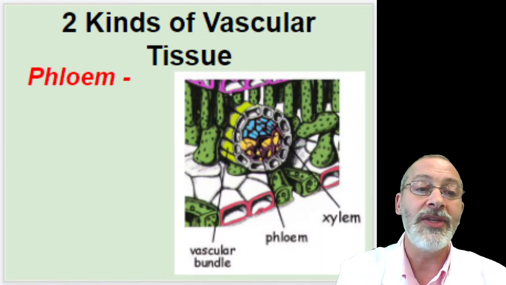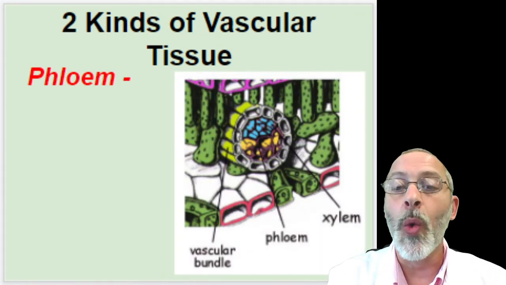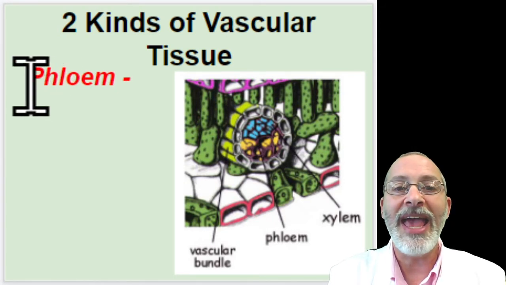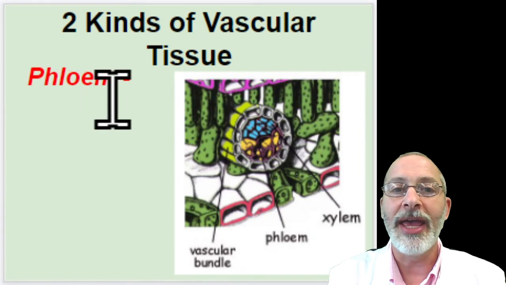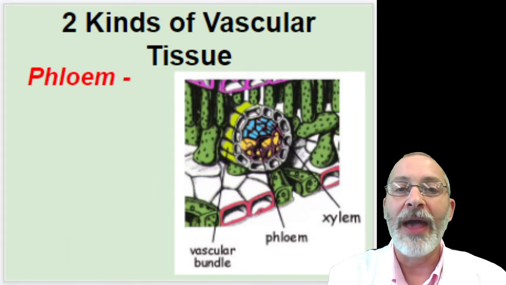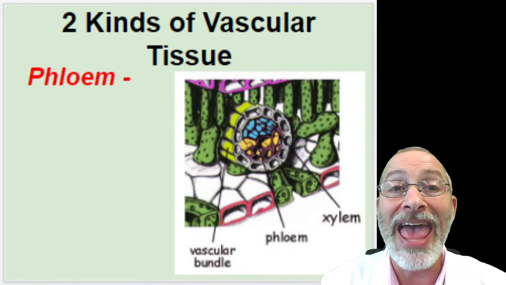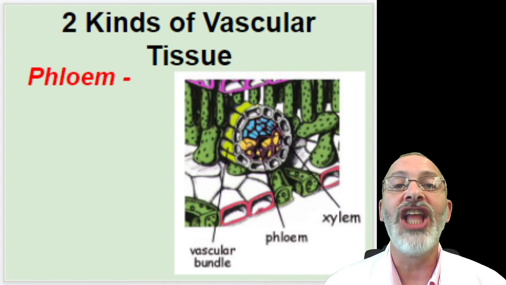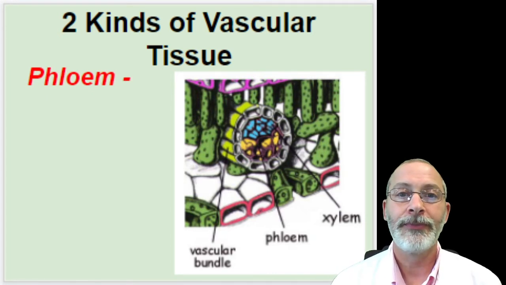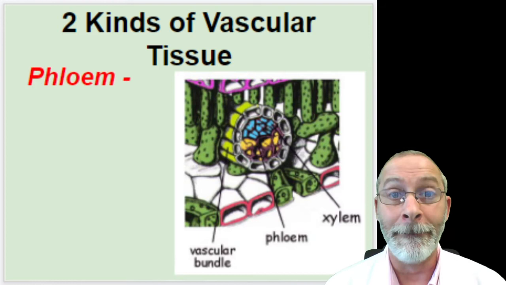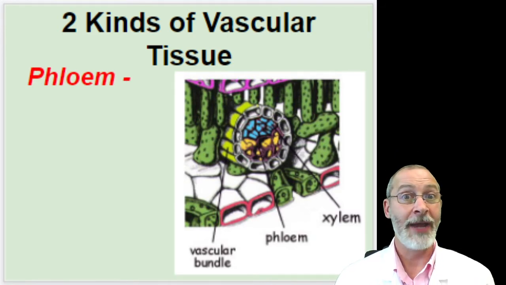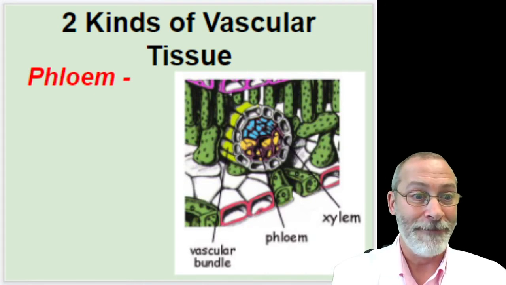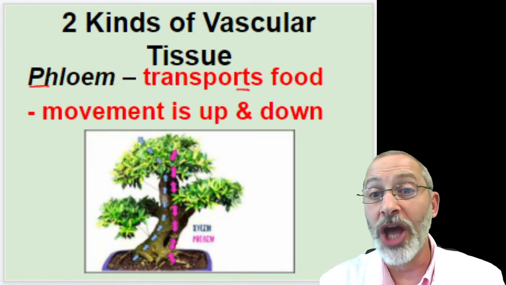First one is called phloem. Look at the word. Phloem. That PH is pronounced like an F. So look at the word and say it with me. Phloem. Phloem. One more time. Phloem. Very good. So what is phloem?